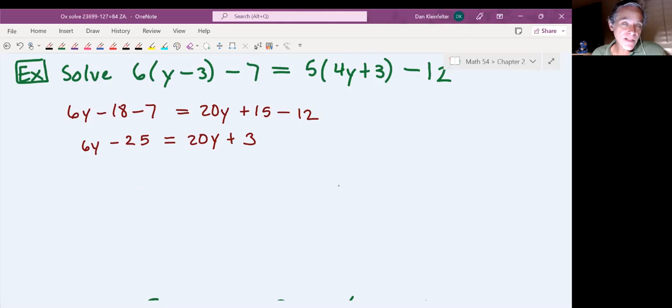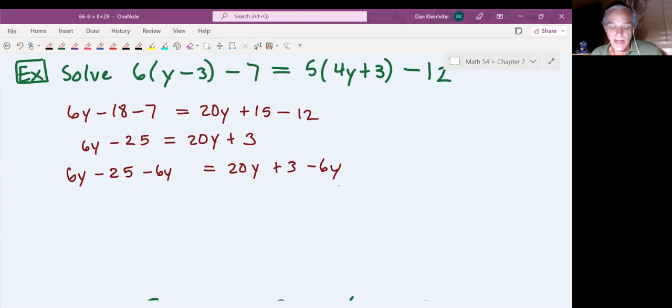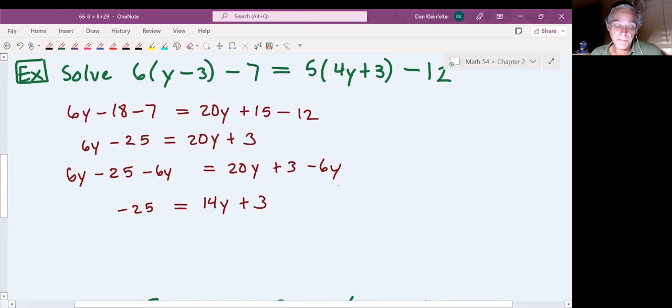And sometimes people like to avoid having negative numbers. And so if that's you, you might like to subtract 6y from both sides. So we're going to do that this time, even though it's going to make it so that our variable is on the right. So we're going to subtract 6y on the left. We're going to subtract 6y on the right. This gives us just on the left negative 25. And then the right side will have positive 14y plus 3.